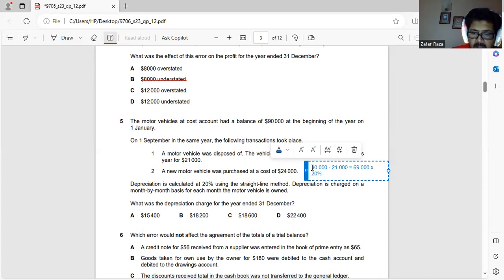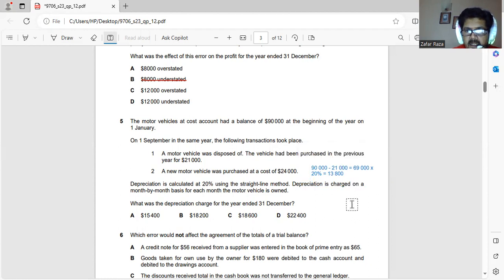Okay, 20%. So the answer would be 69,000 multiplied by 20%. Answer is 13,800. 13,800 is the answer. This is depreciation of the asset which exists already. Now the 21,000 asset was sold on which date? That asset was sold on 1st September.